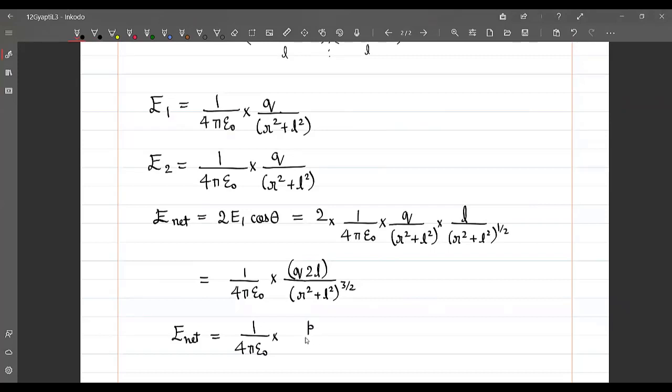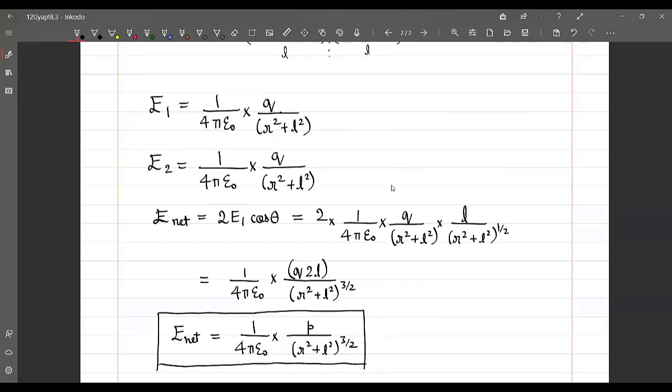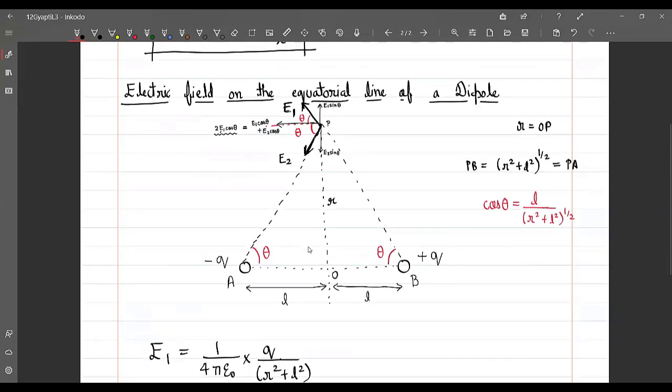2QL is P divided by (R square plus L square) to the power 3 by 2. That is the net electric field in terms of dipole moment, and that is only the magnitude. If I want to write the direction, I know my dipole moment is from left to right. That is my P vector. And electric field is from right to left.